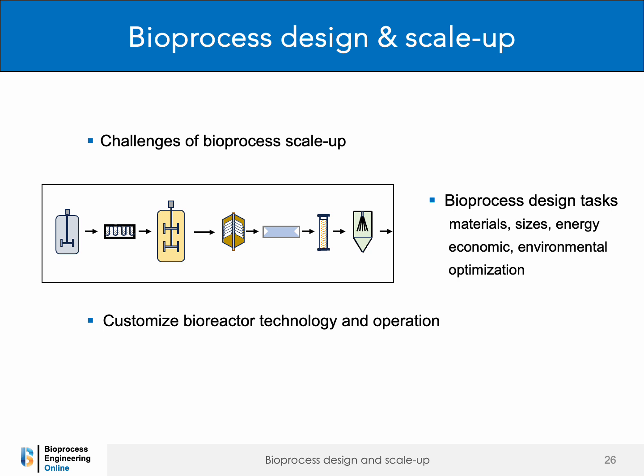In conclusion, in this introduction to the design and scale-up of bioprocesses, you learned the challenges of scaling up bioprocess from laboratory to the production stage, the need to customize bioreactor technology and operations based on the specific biotransformation and the characteristics of the employed enzymes or cellular biocatalysts, the tasks of bioprocess design encompassing the determination of material balances, sizing equipment, assessing energy consumption, conducting economic and environmental evaluations, and optimizing the overall process.